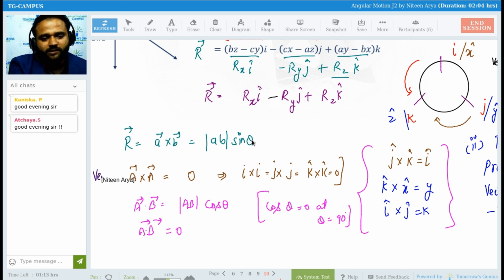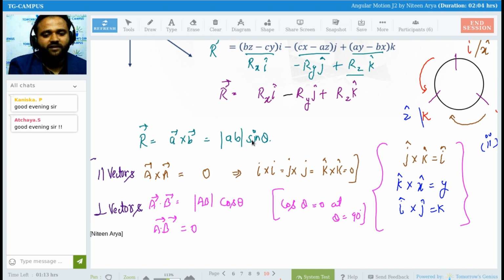That is parallel vectors, and that is perpendicular vectors. Clear this thing? Got it now?